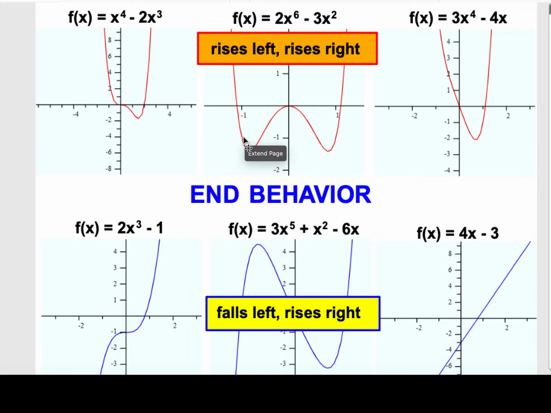Are we traveling up or down? Will it rise to both the left and the right? Or possibly fall to both the left and the right, or will we rise one direction and fall the other one? Now, there's an easy way to recognize that.